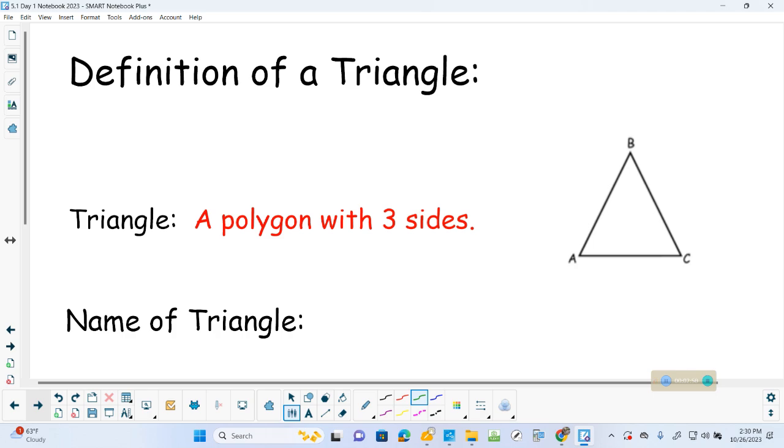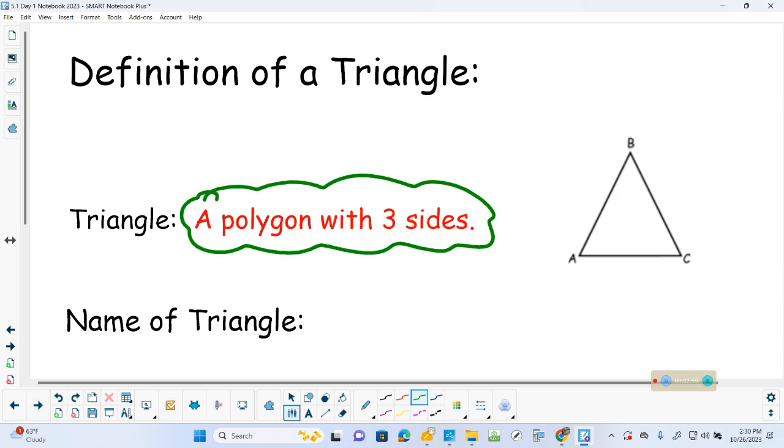Now, definition of a triangle. Triangle, of course, 3 sides. I know you're shocked by that. A polygon with 3 sides. And remember, we've seen the word polygon before. That just means it has straight, not curved, sides. Like a quadrilateral with 4 sides, hexagons, octagons. We talked about all the different things.